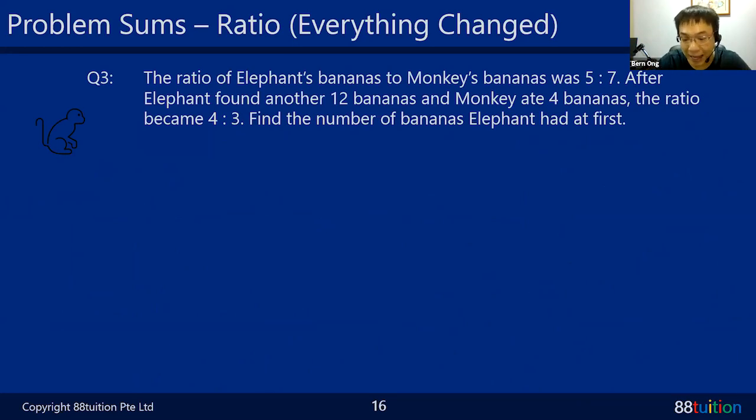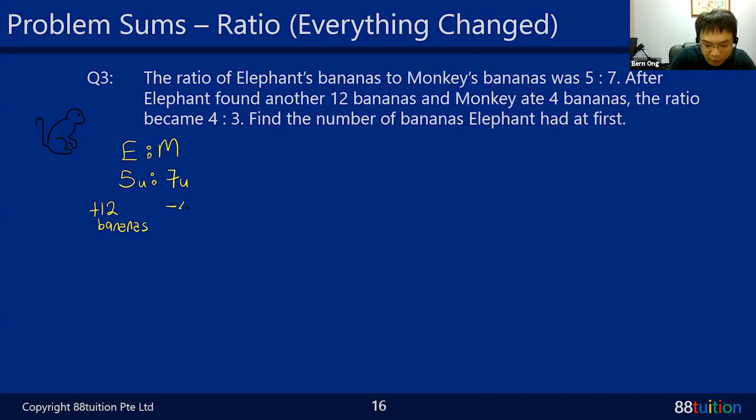Okay. So elephant and monkey. E is to M. Starting is 5 is to 7. I call this 5 units is to 7 units. The elephant found another child's bananas, plus 12 bananas. The monkey adds 4 bananas, which means minus 4 bananas. And what happened to the story? The ratio becomes 4 is to 3. Down here it becomes 4 parts is to 3 parts.